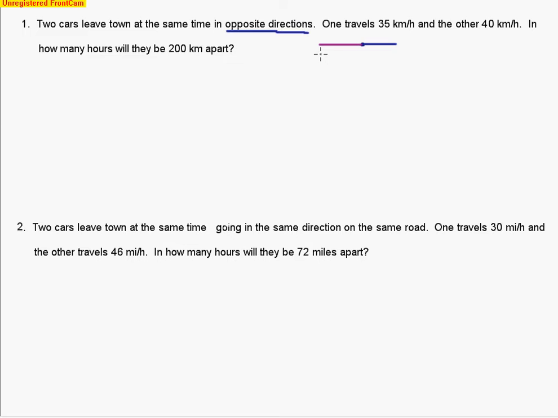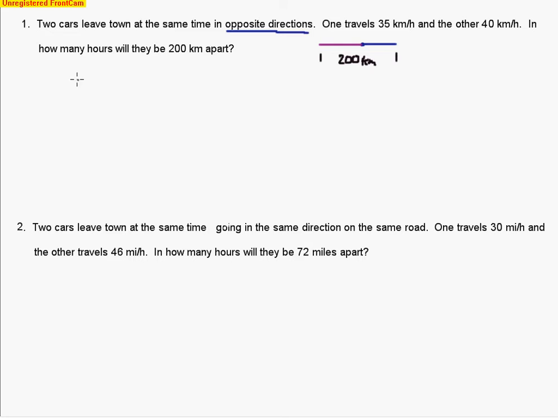So the distance from this point to this point is going to eventually be 200 kilometers. Now notice, neither of these cars travels the full 200, but together they add to make 200. We're going to use that concept when we're solving this. So let's go ahead and set up our two equations.